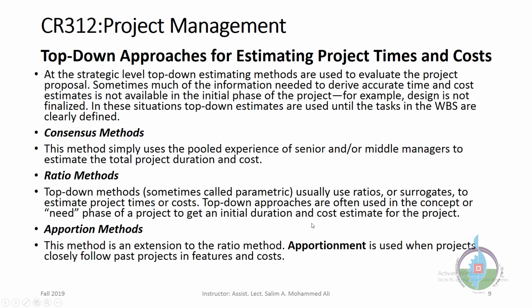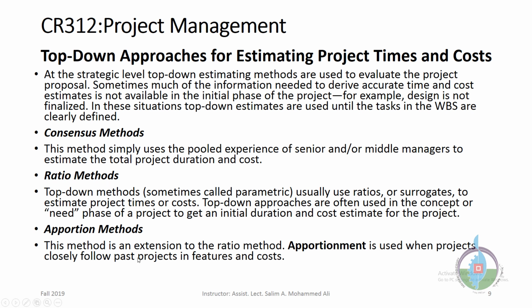For example, a company has built a 5-story building and they have been asked to build 2 buildings of the same type, so they can use the ratio method. They just need to double time and cost for the project. This way you can make an assumption of using the ratio method.